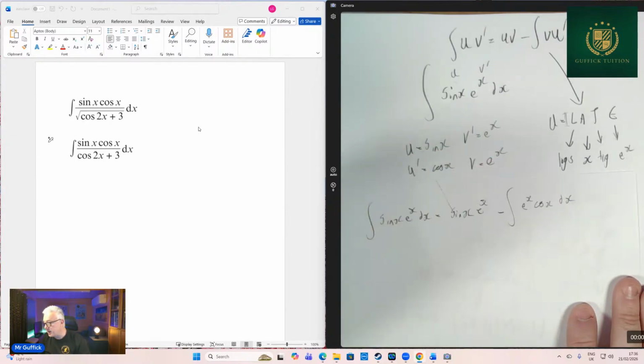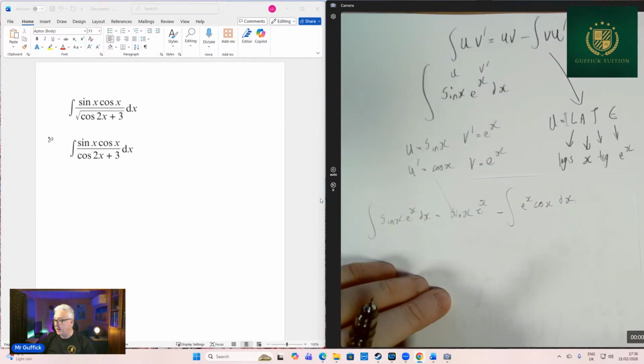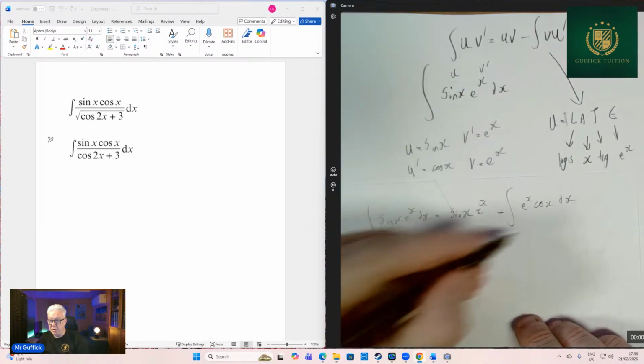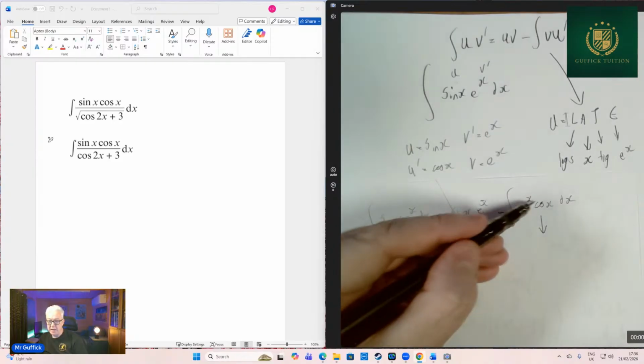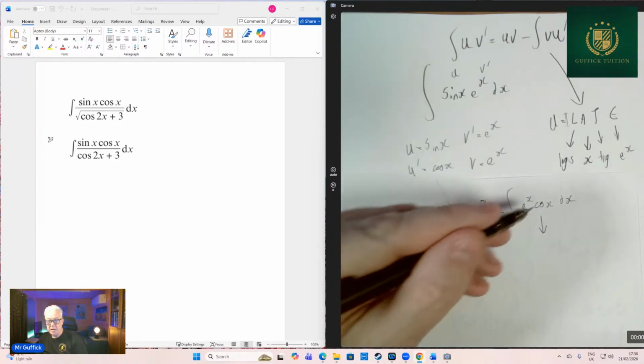Right, so this looks like it's going to be one of those ones where it's a double application of parts again. Okay, so we need to now do parts again on this term here, e to the x cos x. So let's do this one.